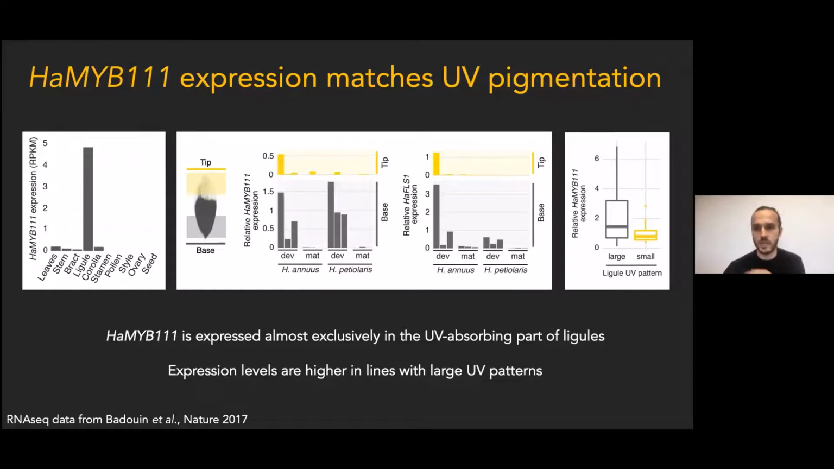And finally, we checked a set of a bit more than 40 different wild sunflower lines from a number of different populations, so from across the range. We selected lines that have large or small UV patterns, and we found that MIB-111 is expressed at significantly higher level in plants that have larger UV patterns in their petals. So taken all together, this suggests again that what controls the difference in UV patterns in wild sunflowers is the pattern of expression of different alleles of MIB-111, rather than differences in the function of the gene itself.